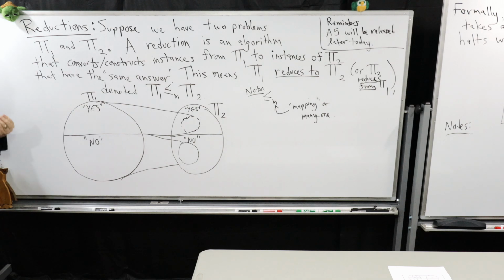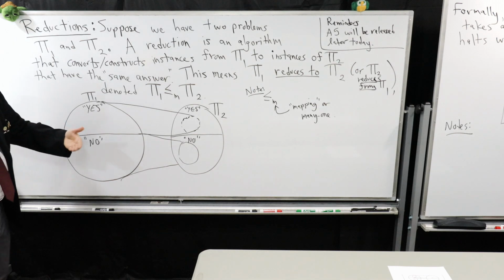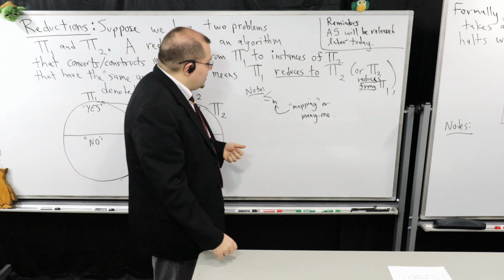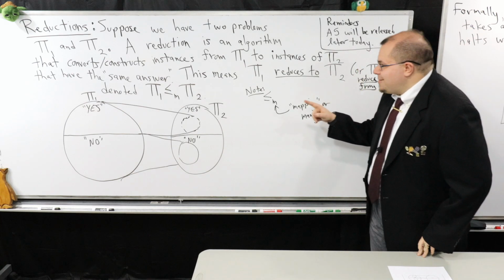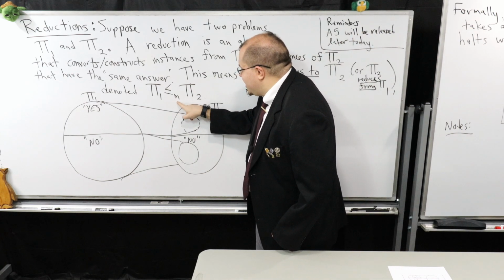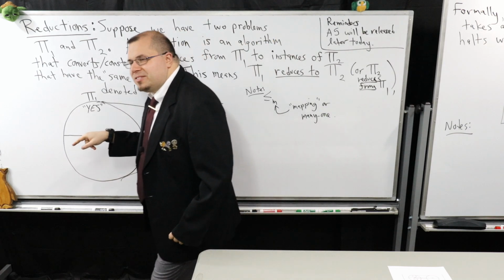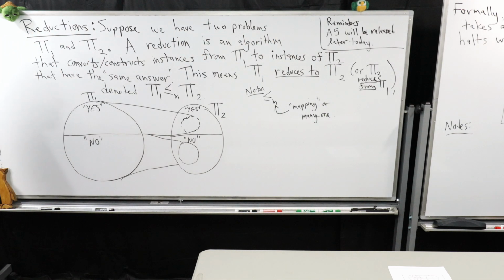If there's such an algorithm, it means that pi1 reduces to pi2, or sometimes we say pi2 reduces from pi1. The fancy way of writing this down is often with the less-than-or-equals notation with an m. This means many-one reduction, or mapping reduction. You might ask, Dan, what do you mean by mapping and what is a reduction?